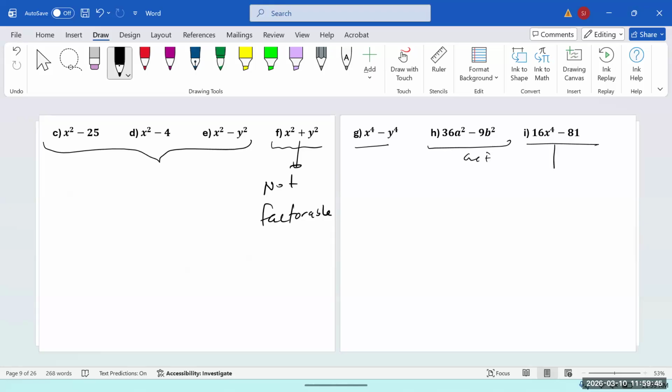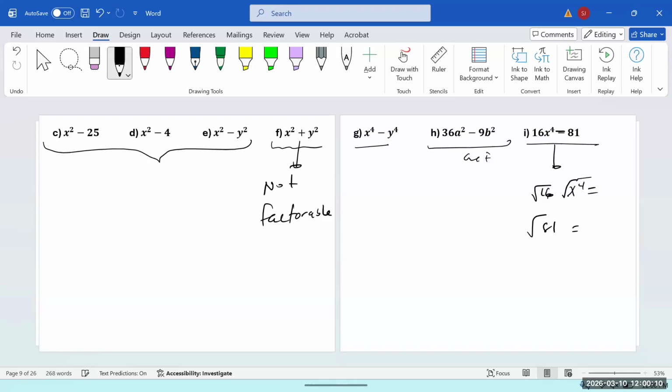Let me do this one. So is 16 a perfect square number? Is x to the 4 a perfect square number? Obviously, 4 is a perfect number. Any even number is a perfect square for a power. And is 81 a perfect square number? That means we have difference of perfect squares.